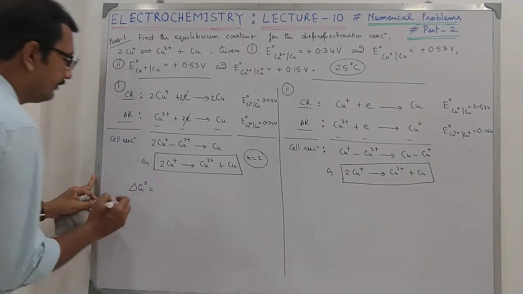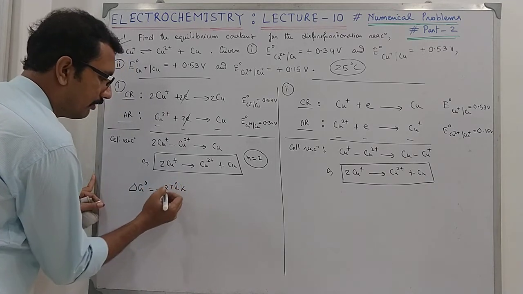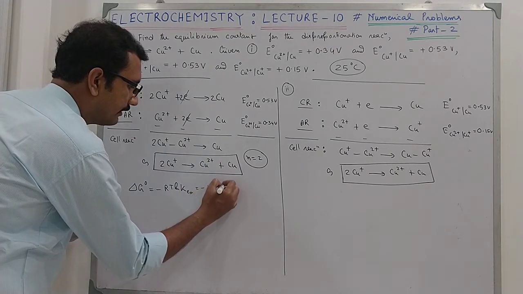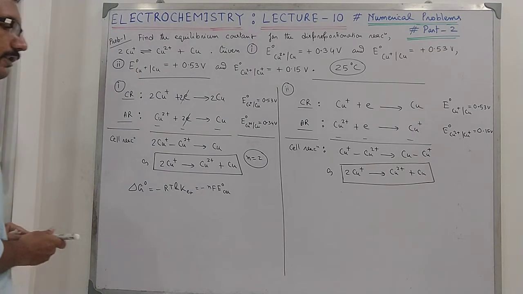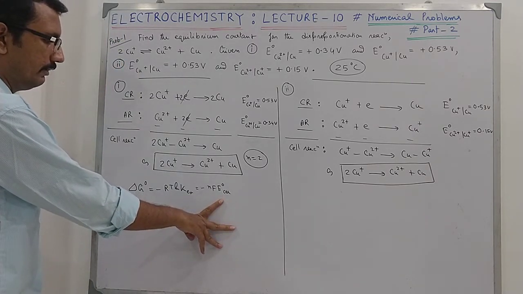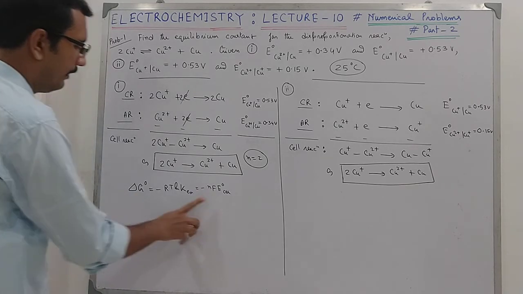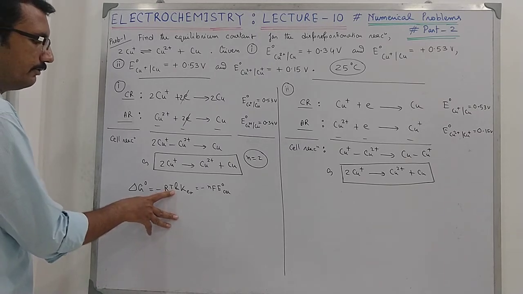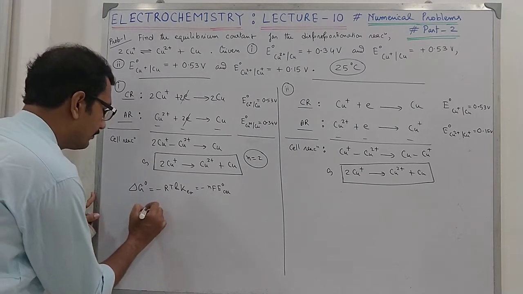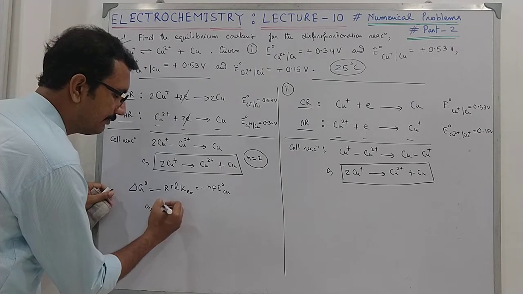We know delta G naught equals minus RT ln K equilibrium, which equals minus nF E naught cell. Ln means log natural. This E naught cell is the standard EMF of the cell. This F is the Faraday, n is the electron transfer, and R is the universal gas constant. T is the absolute temperature. K is the equilibrium constant. This is the connection. I have shown it to you in previous lectures.